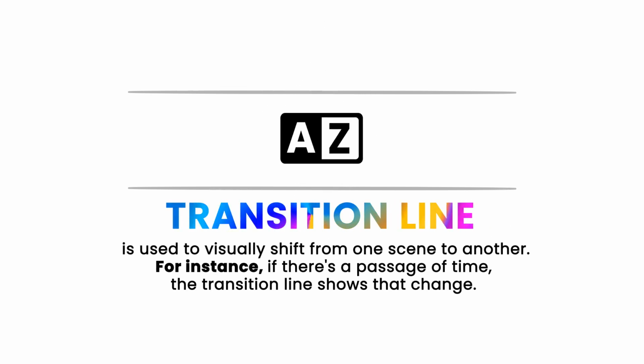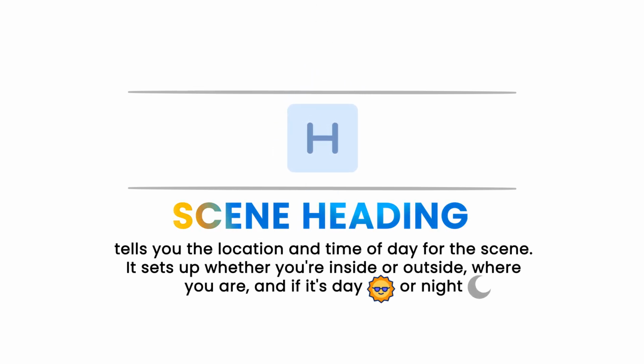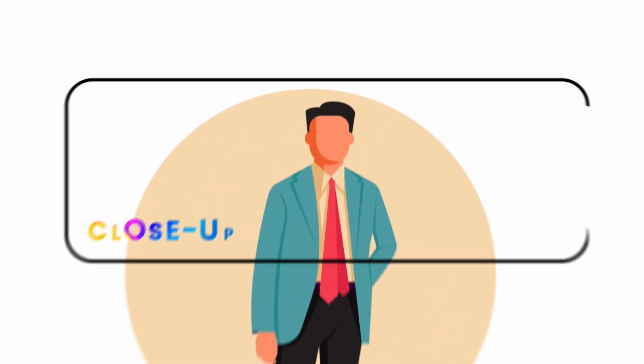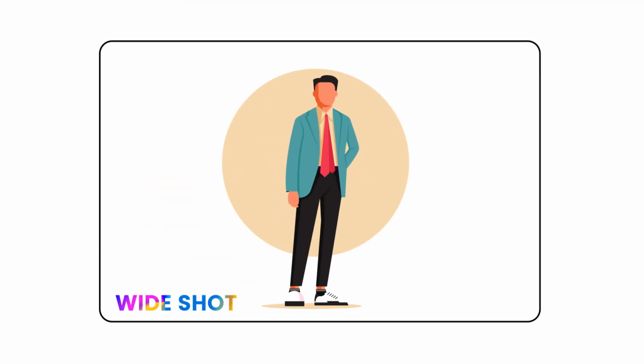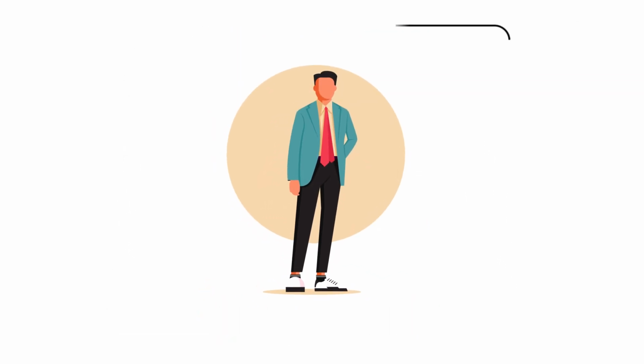The transition line is used to visually shift from one scene to another. For instance, if there's a passage of time, the transition line shows that change. A scene heading tells you the location and time of day for the scene. It sets up whether you're inside or outside, where you are, and if it's day or night. A shot heading is used in shooting scripts to specify the type of shot, like a close-up, wide shot, high angle, or crane shot. It tells you where the camera is placed and what it captures.